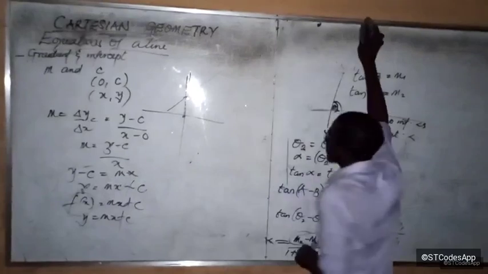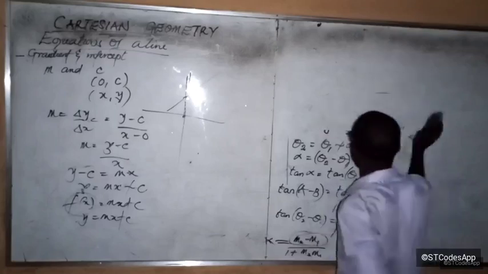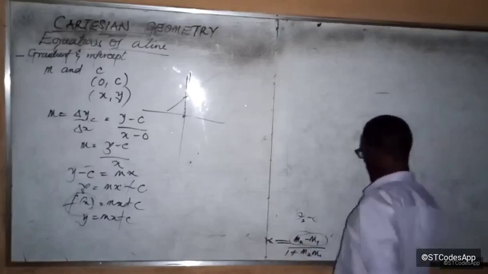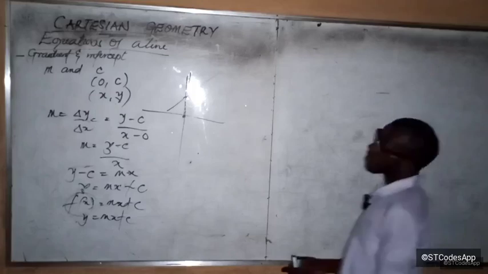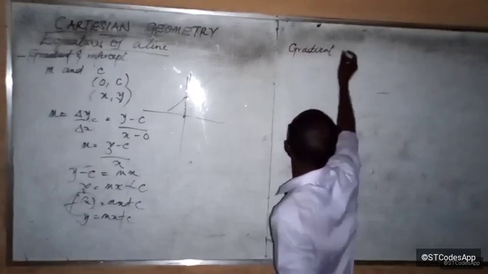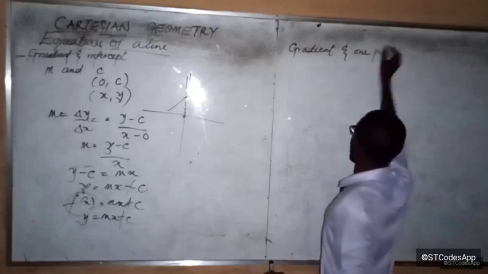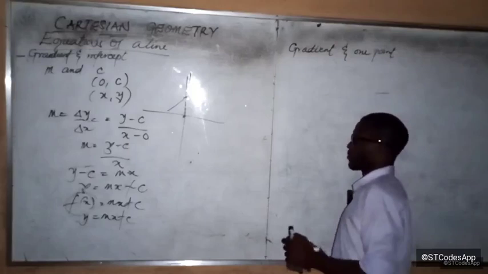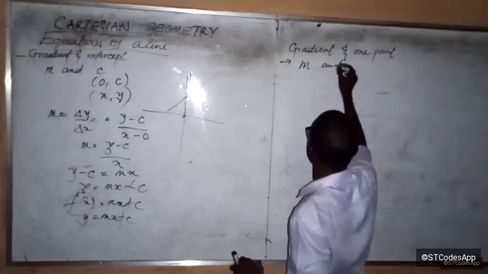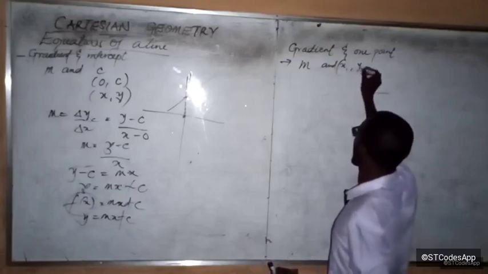So what if we were given another method? What if we were given the gradient and 1 point? Here we're giving only the intercept. What if we were given the gradient and 1 point? How do we determine the equation of that linear function? So what we'll do is this. Since we are given our gradient and a particular 1 point, that point will correspond to a particular x1 value and a particular y1 value, isn't it?